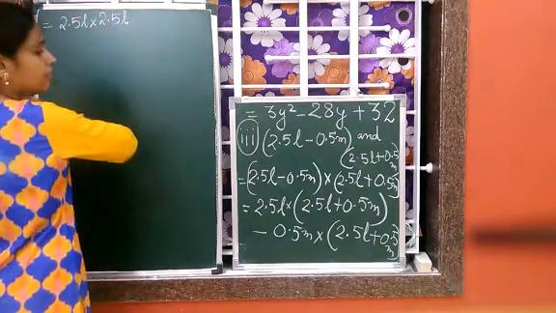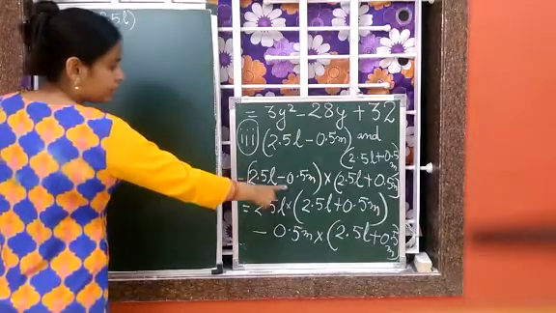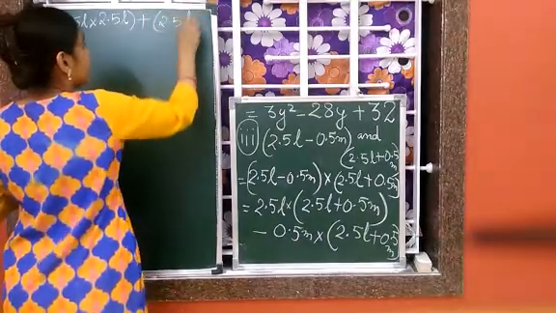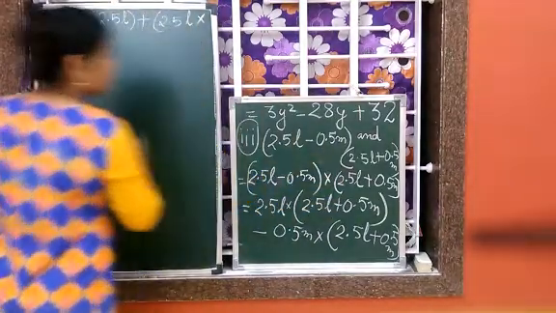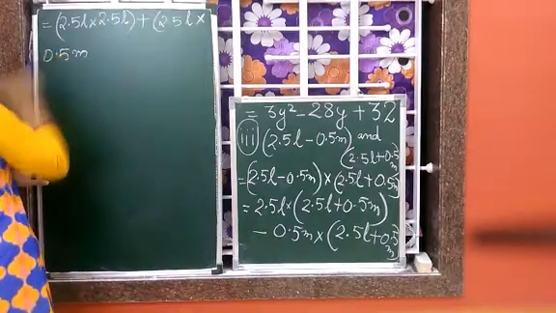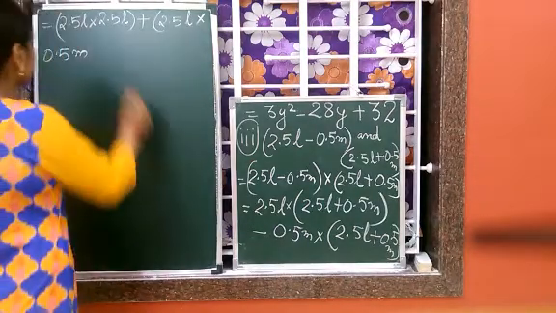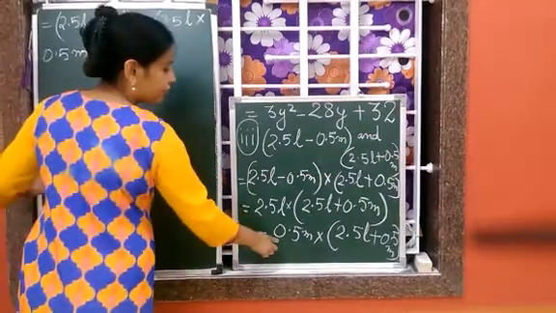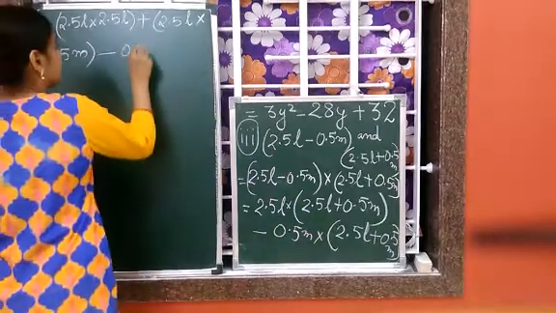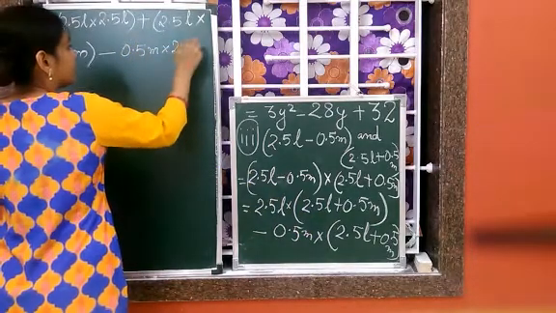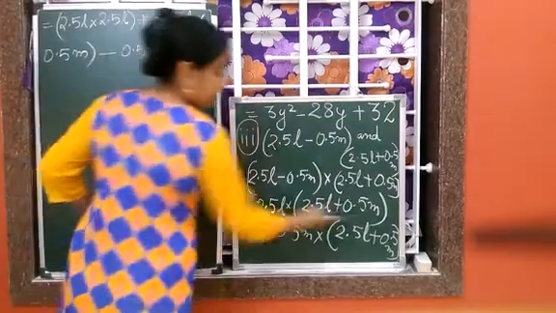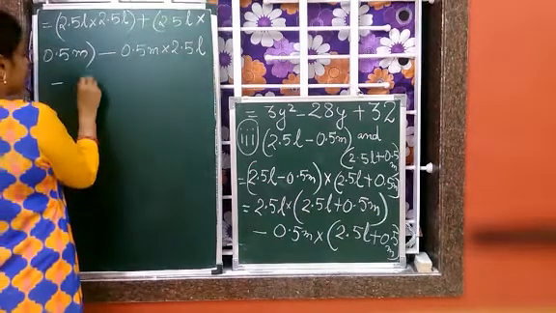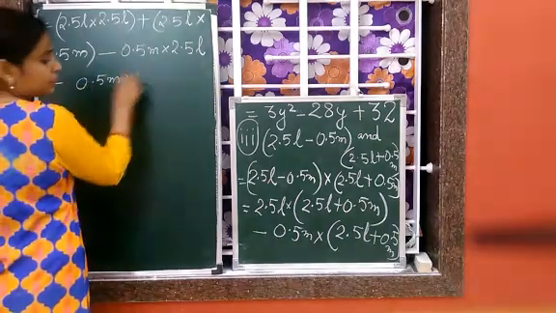L, then it's a plus 2.5 L into 0.5 M. Then minus 0.5 M into 2.5 L, and minus into plus, minus again, 0.5 M into 0.5 M.